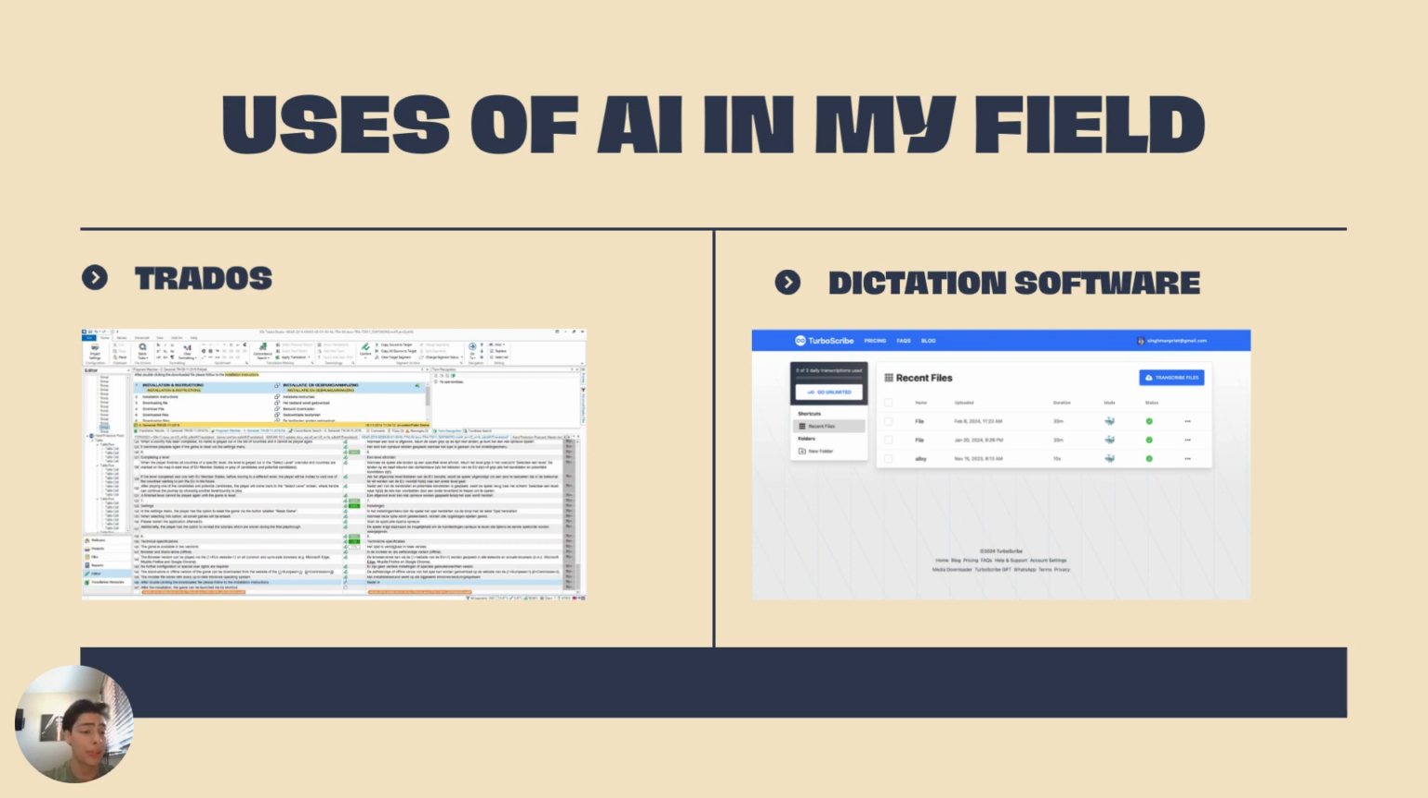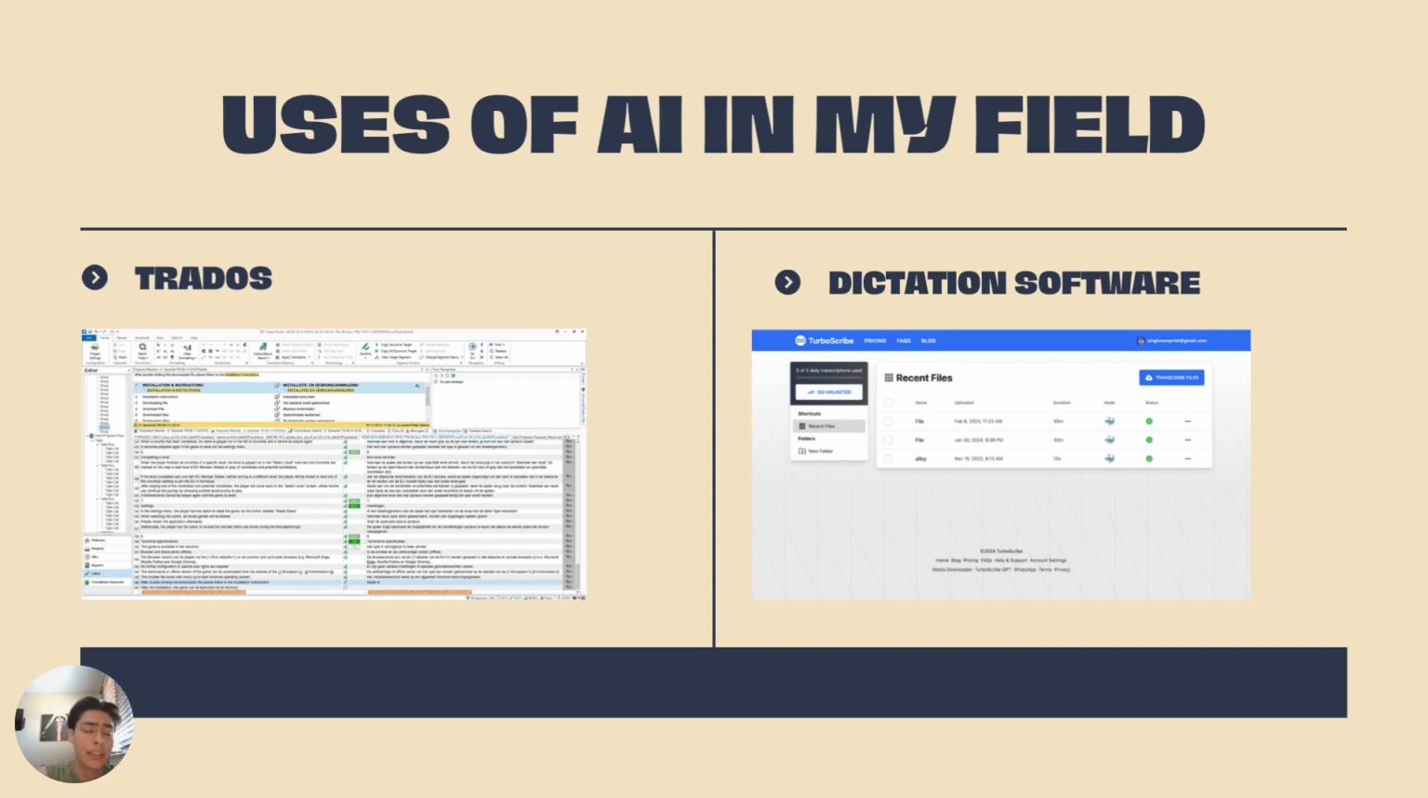So, some of the uses of AI in my field. Well, I am familiar with Trados. That's a special software that's specialized in doing machine translation. That's a whole branch of translation. The thing with machine translation is that it offers a very literal translation.